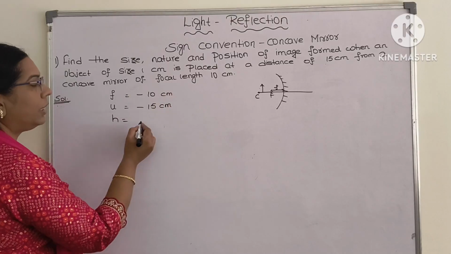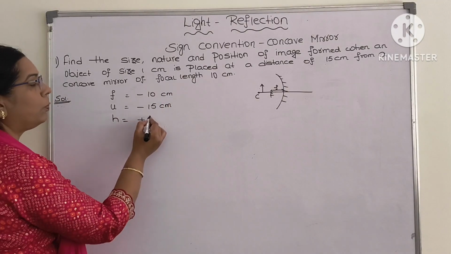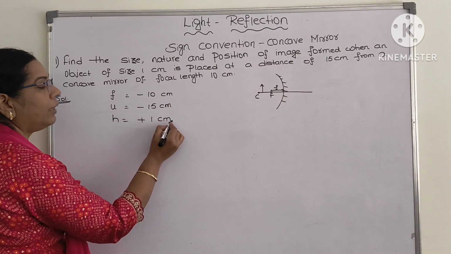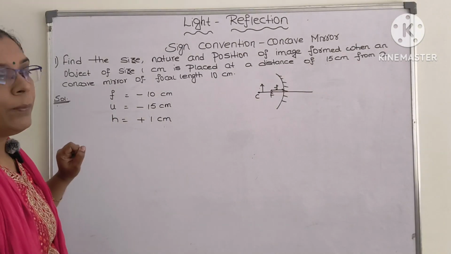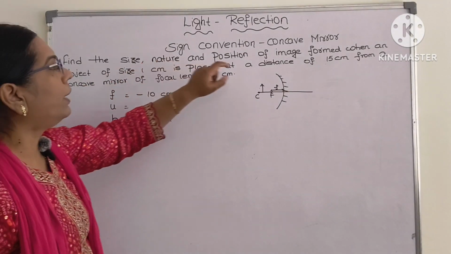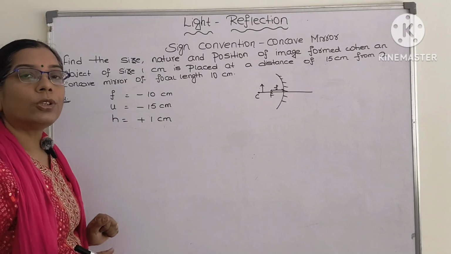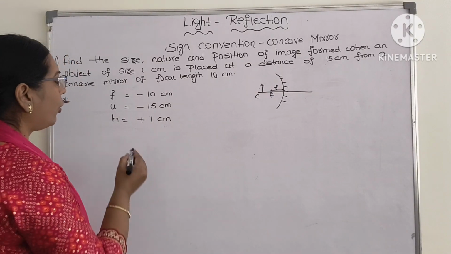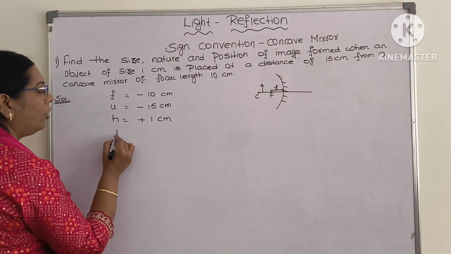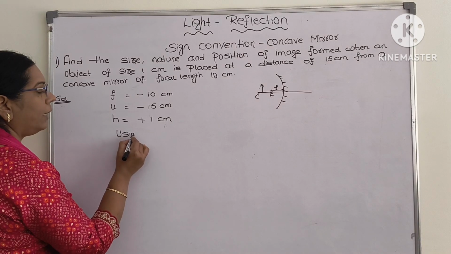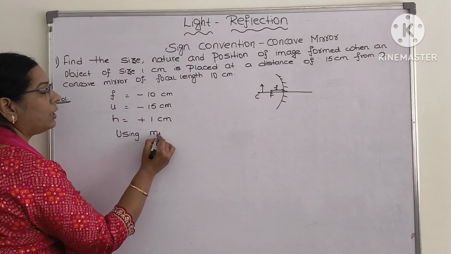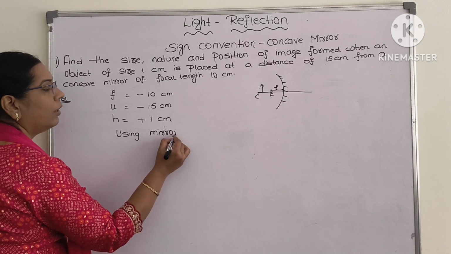Hence, the object height is taken as positive 1 centimeter. First, write the data. Then they are asking you to find the details of the image. So you have to find V. So we have to use the mirror formula. What is the mirror formula? Using the mirror formula, you have to write like this, children. Mention that you are using the mirror formula.